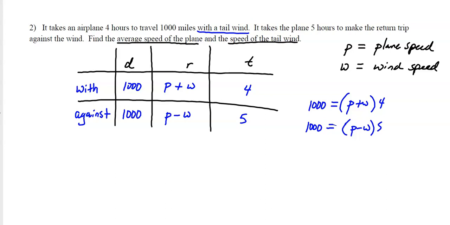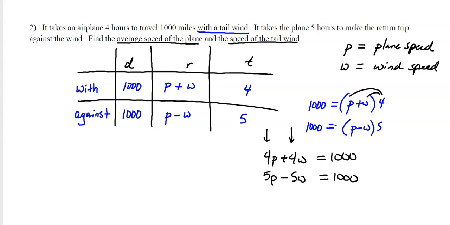So let's clean this up a little bit. I'm going to set it up so it looks a little bit more normal. So when I distribute here, I'm going to have 4P plus 4W equal 1,000. I just kind of like the constant over to the right because it looks more traditional. My next row is going to have 5P minus 5W equals 1,000. And now I got to somehow find a way to eliminate. I got to get opposites there for one of the coefficients. So I'm going to multiply the top row by 5 and the bottom row by 4.